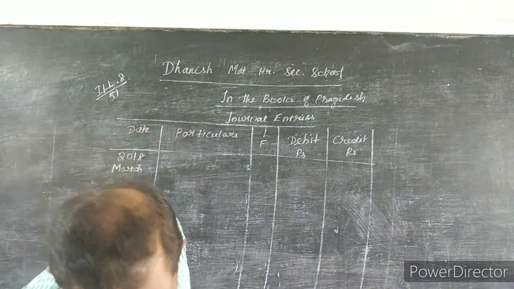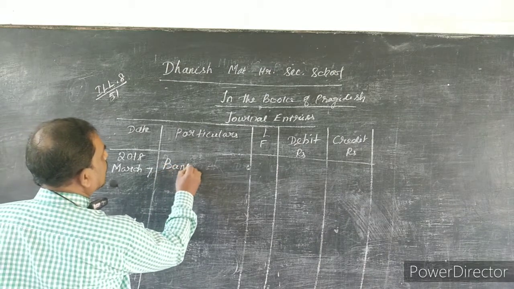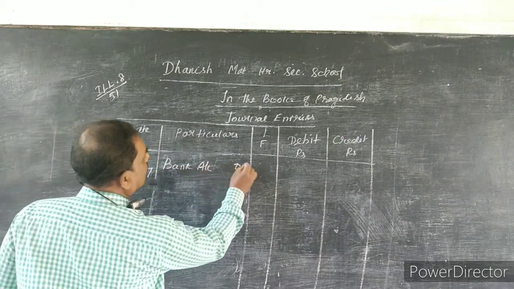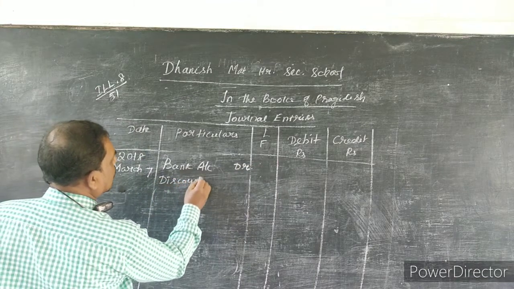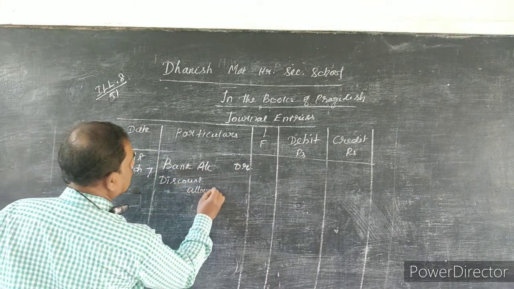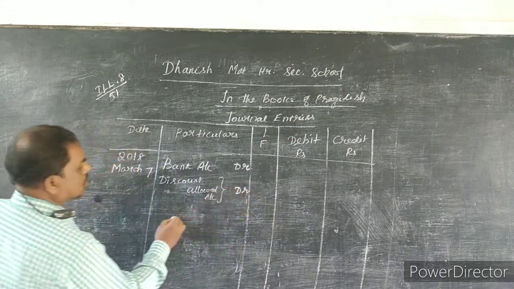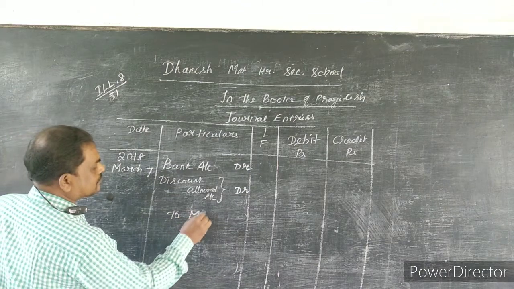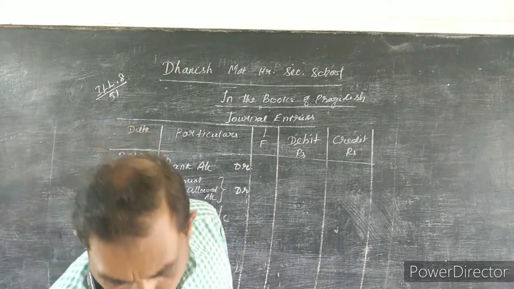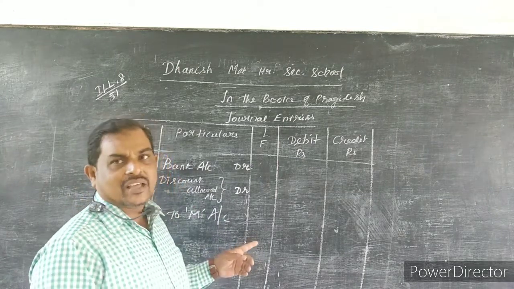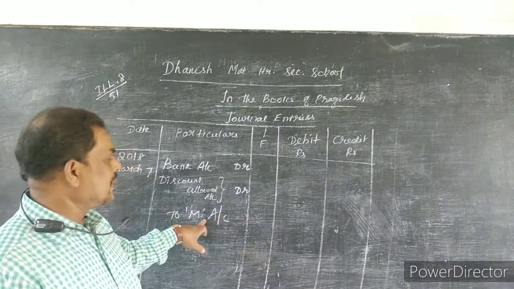So what is the date of entry? 7. Bank account debit, discount allowed account debit, to M account. Because M only is giving this amount. So to M account, M only is giving the amount to you. As per the personal account rule, M is the giver, so M will come in the credit side.